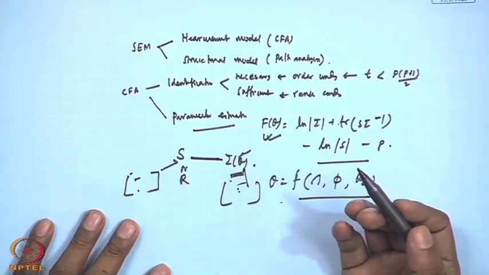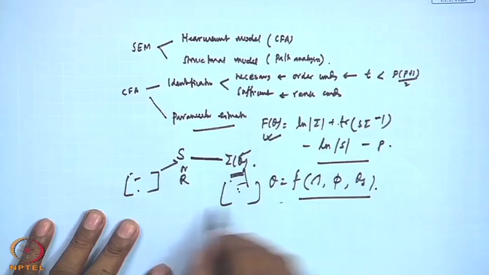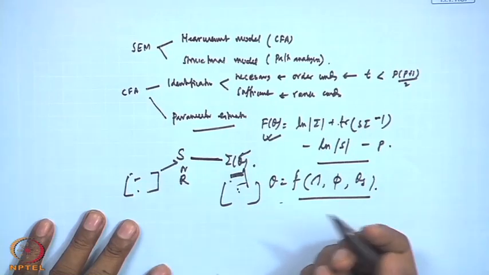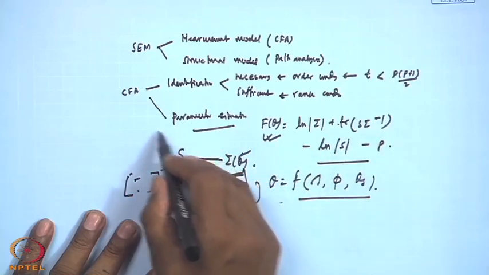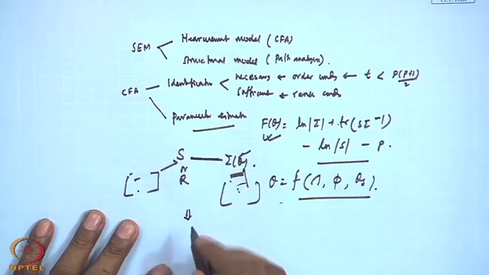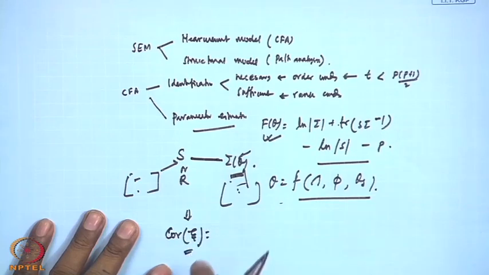Once parameters are estimated, you can test the parameter values, this lambda, using a simple t test, whether it is significant or not. But apart from this, another important output from this CFA after parameter estimation is the correlation matrix or covariance matrix of the latent constructs, which is very, very important, because this will be the input to the structural model.